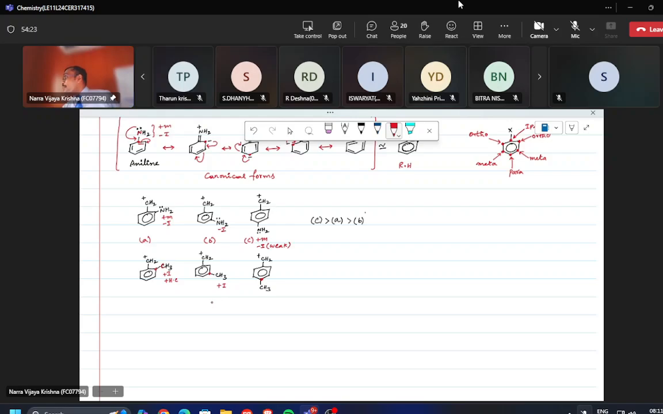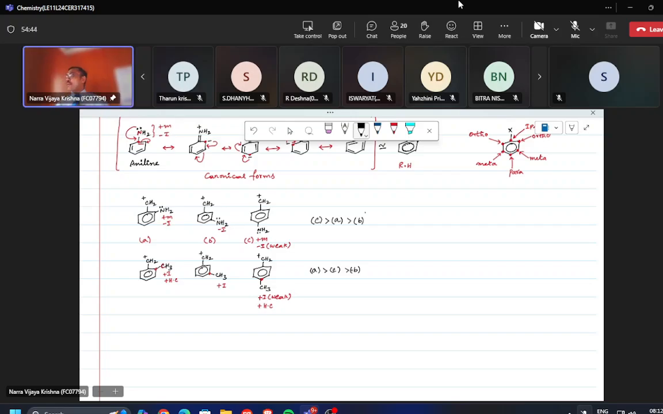Reason? Meta. Now here, plus I is weak because it is distance dependent, and positive hyperconjugation operates. So which is more stable? A is more stable than C, which is more stable than B.